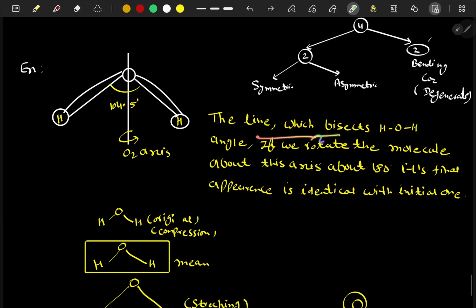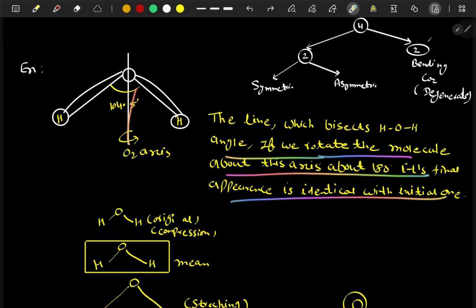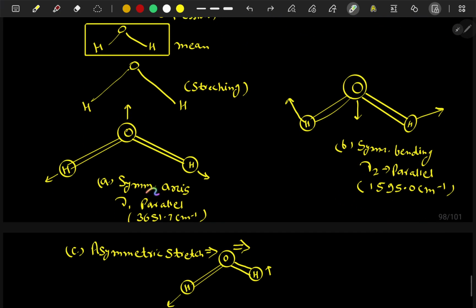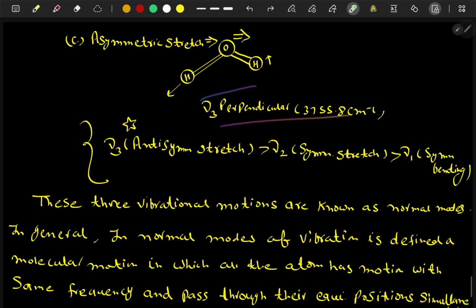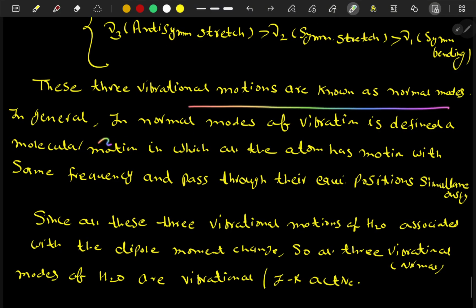And this is the line which bisects the HOH angle of the rotated molecule about H. Just have a read. This is the symmetric axis, this is symmetric bending, this is mu 2, this is mu 1, frequencies are there, and this is antisymmetric, mu 3. Now let's focus on this. Mu 3, antisymmetric stretching, is always greater than mu 1, symmetric stretching, and symmetric stretching is greater than bending. So symmetric stretching will be in the middle, with antisymmetric and bending on either side.